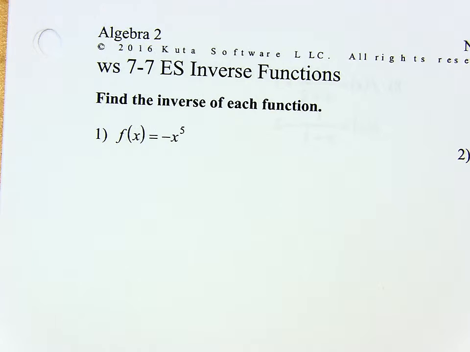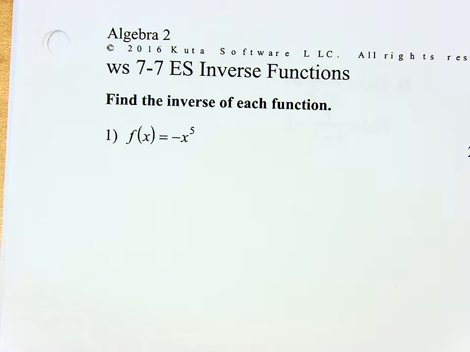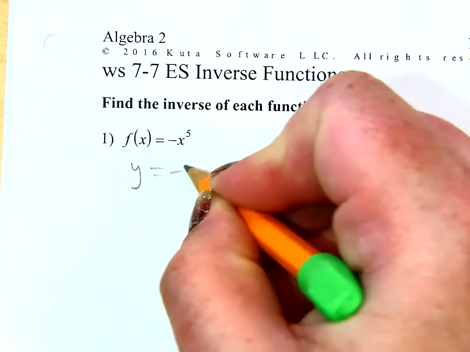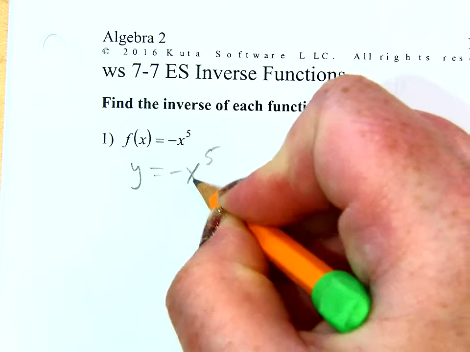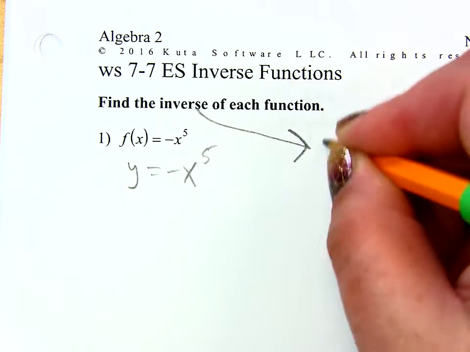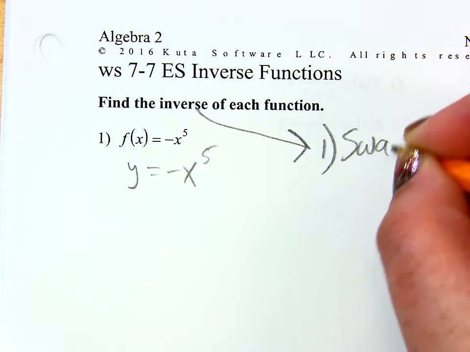So, let's just do the first one. f of x is the same thing as what? y. Yes, it's the same thing as y. So that's the same thing as y equals negative x to the fifth. So if I need to find the inverse of a function, there's really only two steps. First step is to literally swap x and y. So find the inverse. Step one, swap x and y.